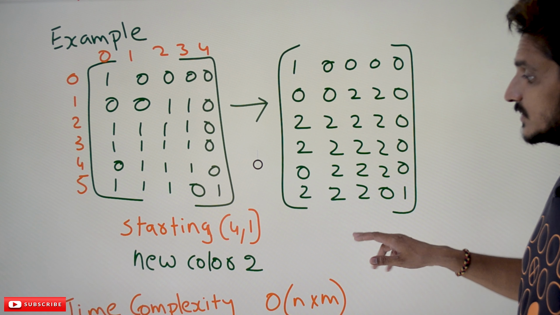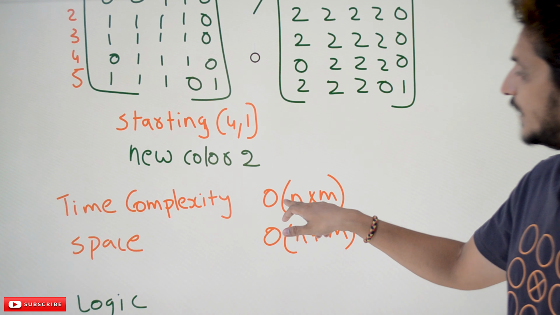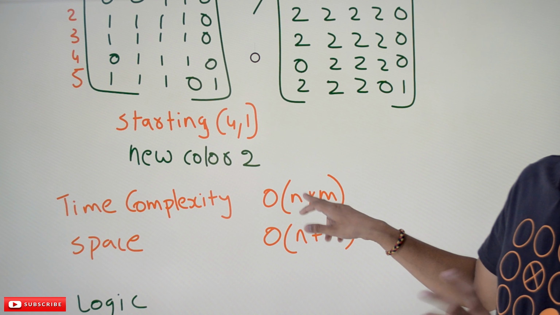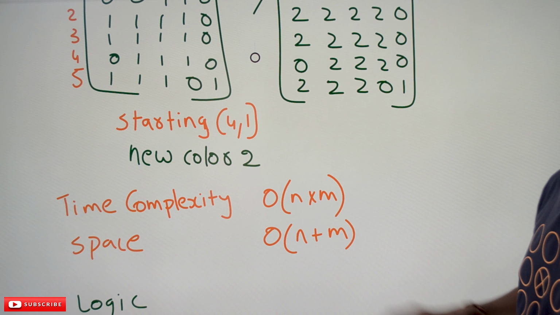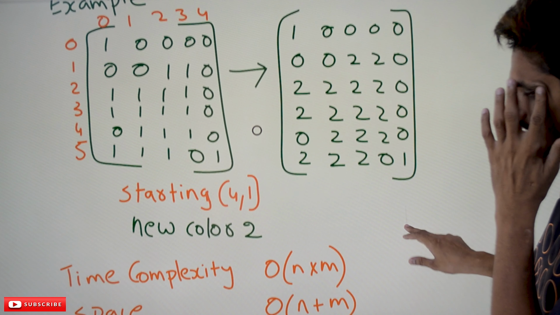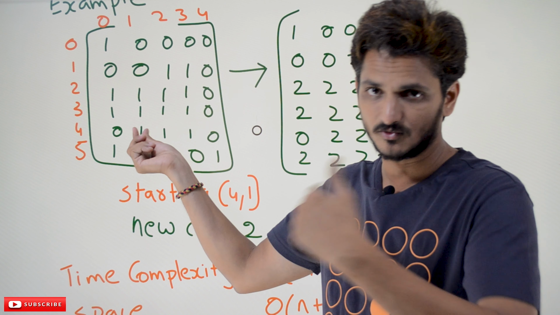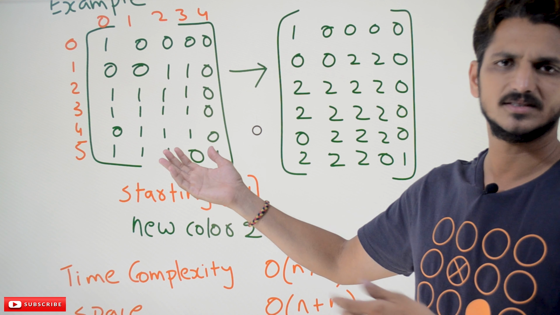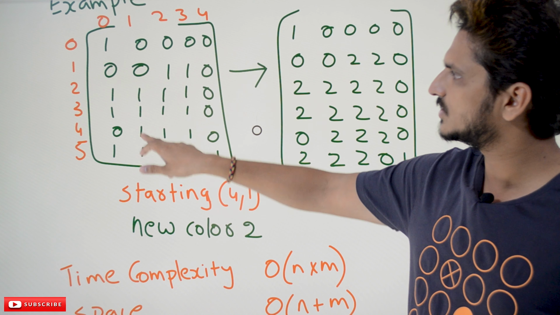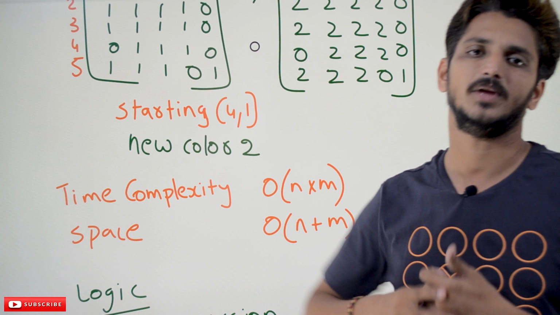Now coming to the logic part. Here they have said you have to maintain a time complexity of order n by m or a space complexity of order n plus m. They are going to provide you the starting pixel coordinates x and y. We are assuming them as x and y, though you can take different names. From there onwards we go with a recursion concept.